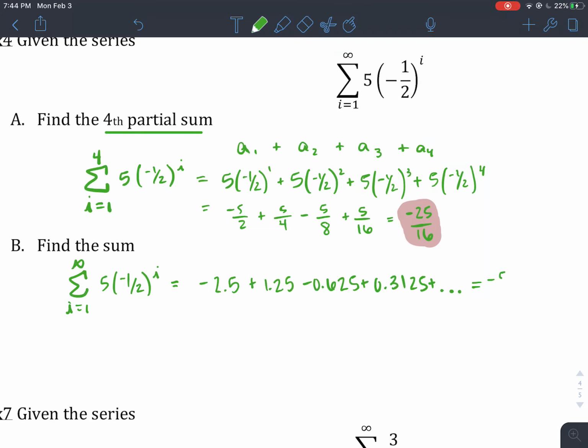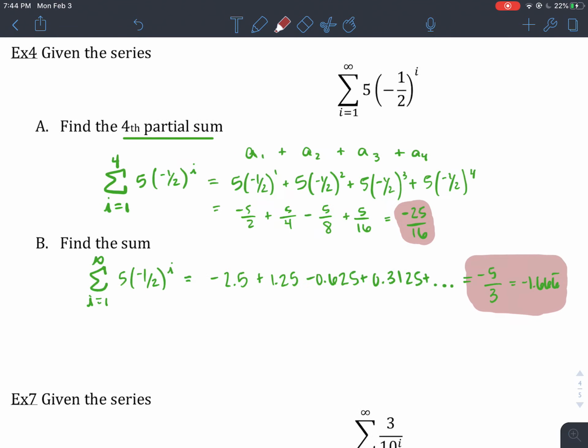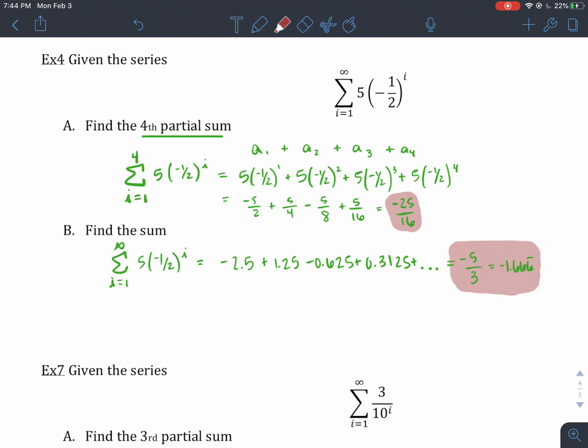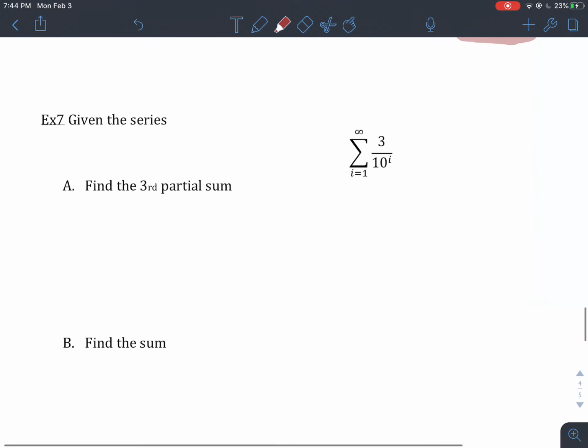But this is actually going to add up and become -5/3, or as a decimal, -1.666 repeating. Again, I know I'm not giving you an explanation of how we got there, and I'm not going to for this example. I'm going to show you one down below where you can reason through it a little bit better. And in a couple of days, we're going to talk about a formula to find a sum of this type of series. But the fourth partial sum, you can definitely do at this point without a calculator. Find those 4 terms, add them all up, and you're done.